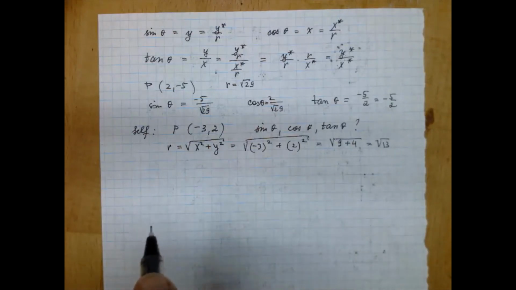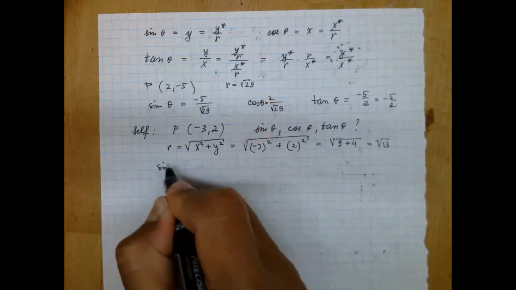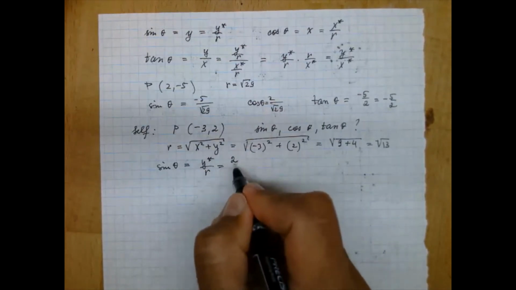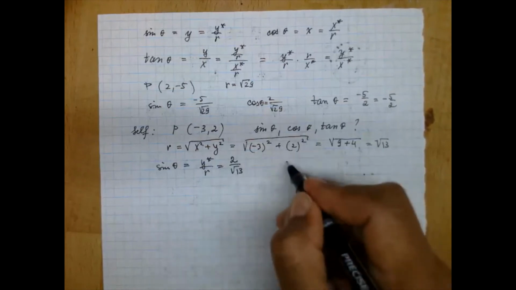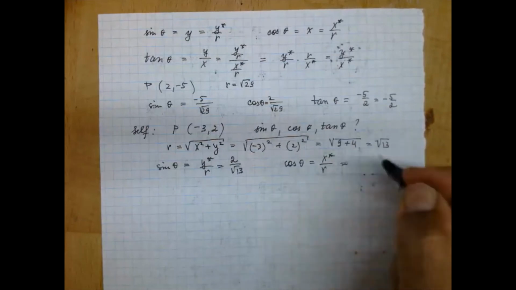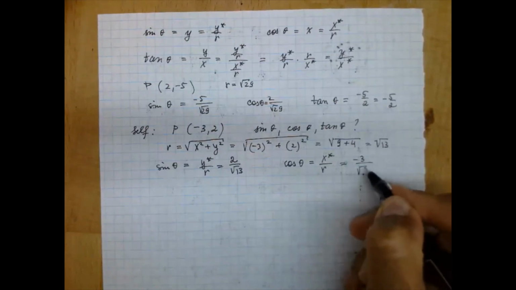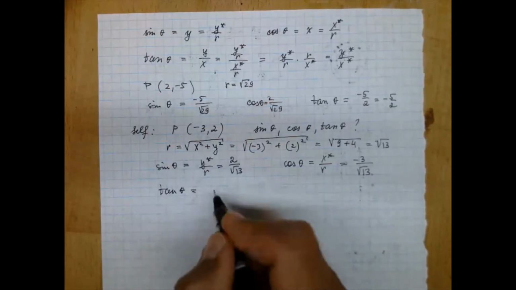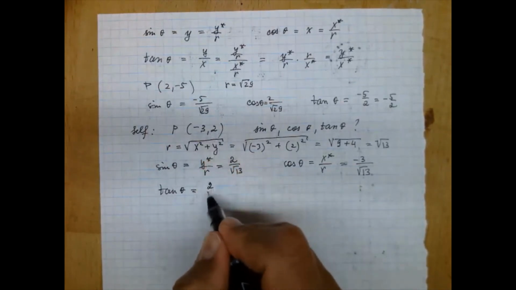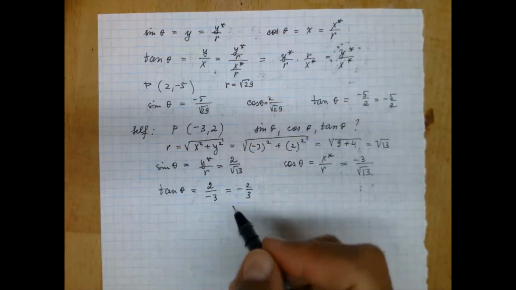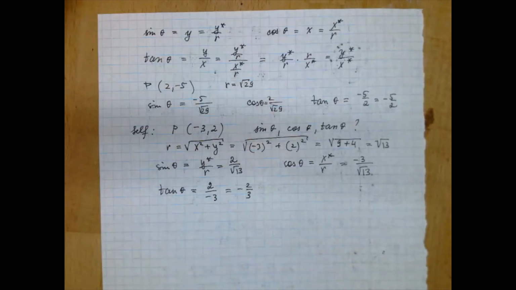Okay. Now, I just use the formula. Sine of theta equals y with a star over r. My y is 2, my r is square root of 13. Cosine of theta equals x with a star over r, which is minus 3 over square root of 13. And tangent of theta, I don't even need the radius, I just need to divide y over x. y over x is 2 over minus 3, negative 2 over 3.